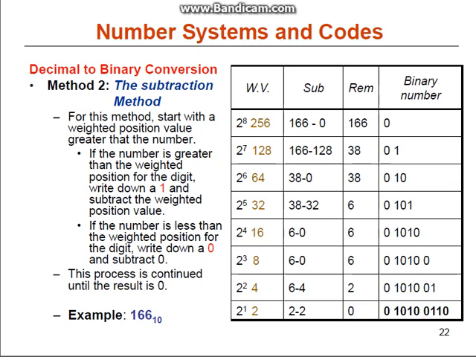We have 166, we have 256. We compare the two numbers, and we know this number is smaller than our weighted one, so it falls on this part here. Our number is less than the weighted position. When less, what happens? We just minus 0, so the remainder is 166. So this becomes 0, and then we move on.